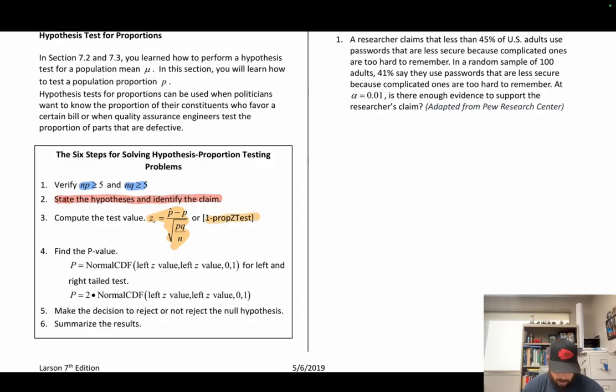We want to find our p-value, and again, we're going to end up doing that in Statplet or our table. And then we'll make our decision to reject or not reject, just like we were doing earlier in this chapter, and then we summarize those results.